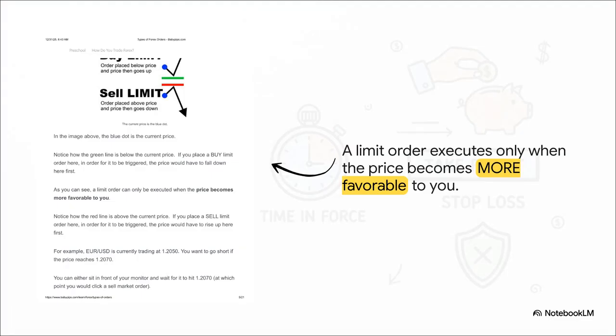Now, this visual really makes it click. See that blue dot? That's the current price. A buy limit order, you place that below the market to catch a dip. A sell limit gets placed above the market to catch a spike. See? In both cases, you're waiting for the price to get even better for you before you jump in.